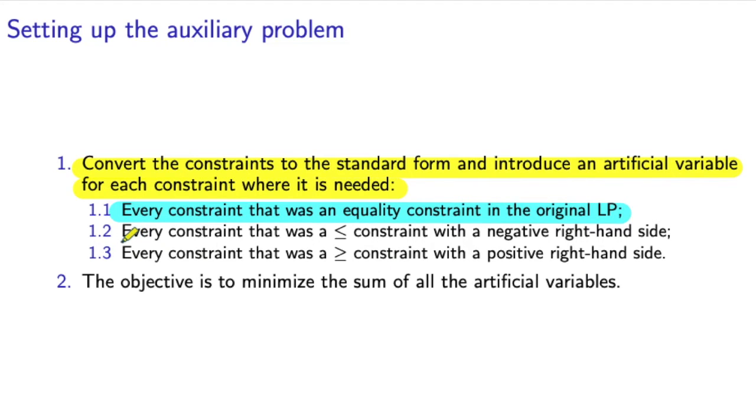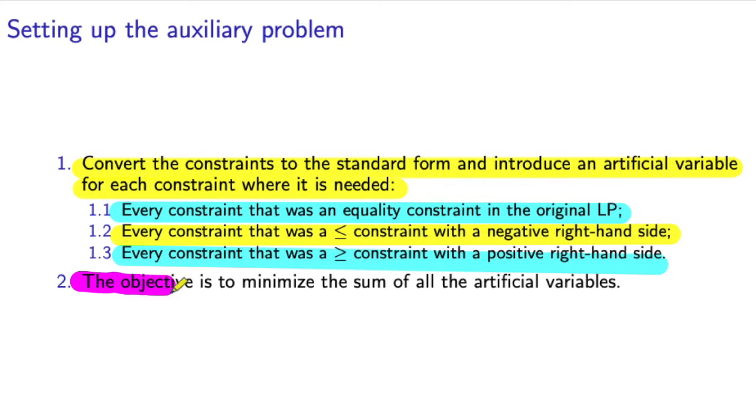Yes, if a less than or equal to constraint has a negative right-hand side, then the slack variable will be negative if we set the rest of the variables to 0 in that constraint, so it cannot be a part of the initial basis and we need to introduce an artificial variable. Same thing with a positive right-hand side in a greater than or equal to constraint, correct? Yes. This covers all the cases for the constraints.